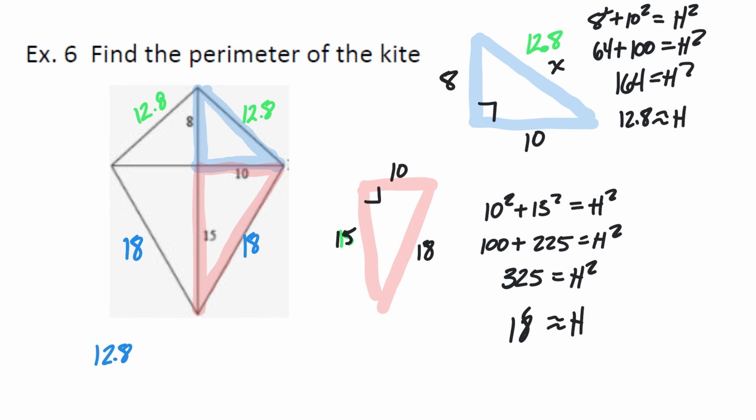12.8 times 2, essentially, because we have the same thing. We could do that, plus 2 18s. And when we do that, what we get is 61.6. And this is an approximation sign because we were working with rounded numbers. Remember, when you work with rounded numbers, you have to make note of that.